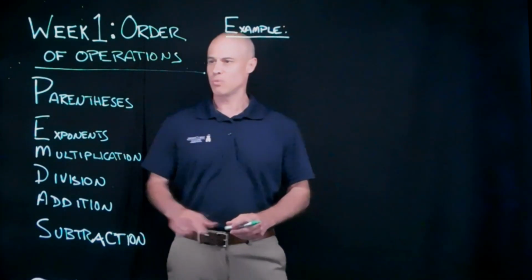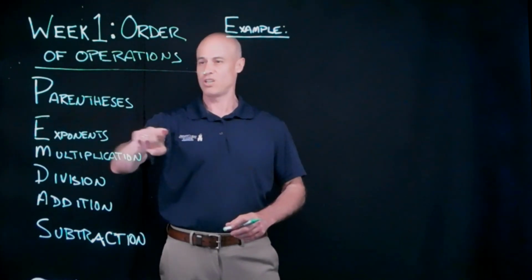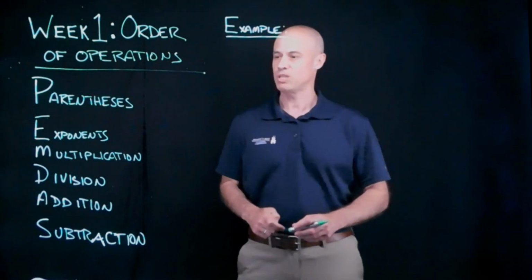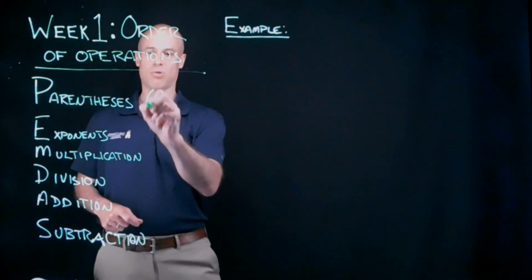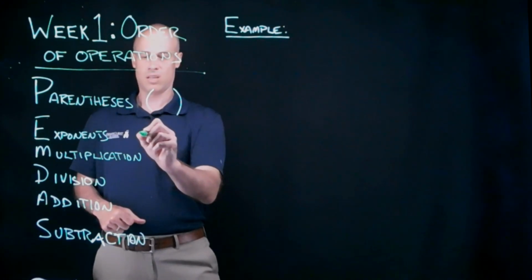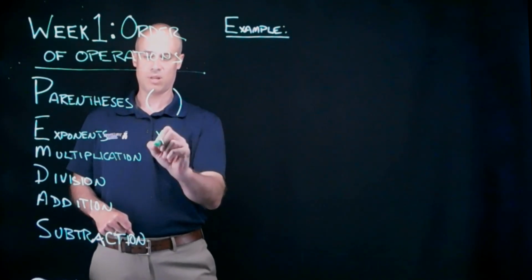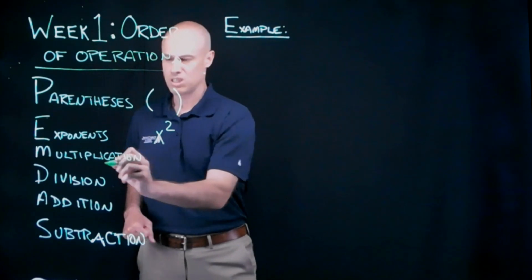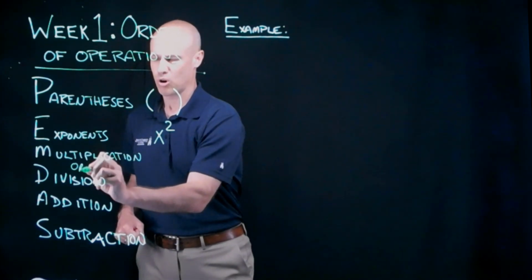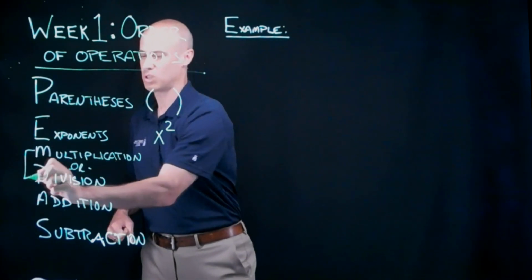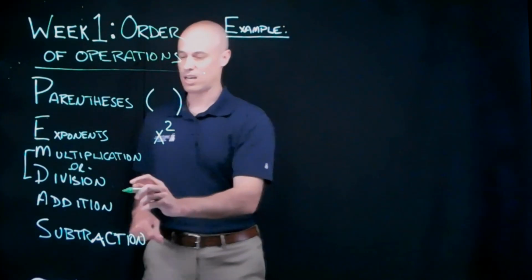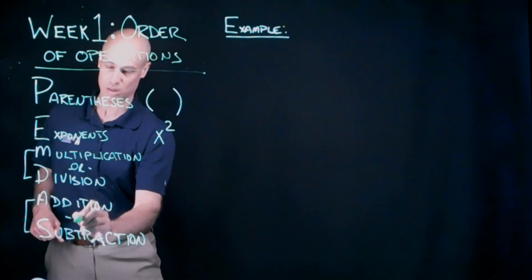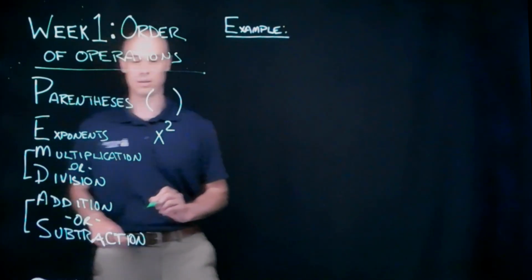Now, the first thing we're going to do, as you can see with the rules over here, is we're going to start with the parentheses, and then we're going to work with the exponents. So when we see parentheses in our problem, then we're going to clean up any exponents we might have. Then we're going to deal with multiplication or division. So we're going to deal with these together. And likewise, then we're going to do addition or subtraction. We're going to work with those together.